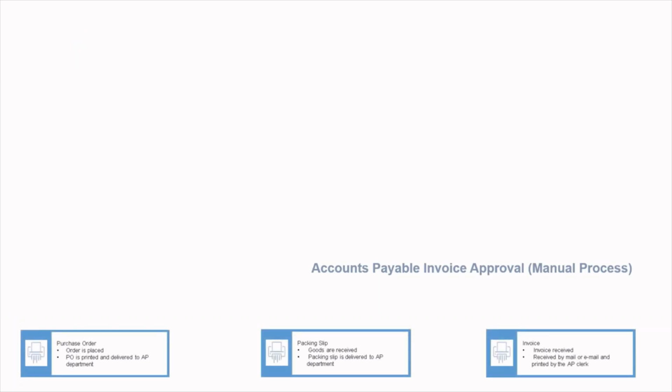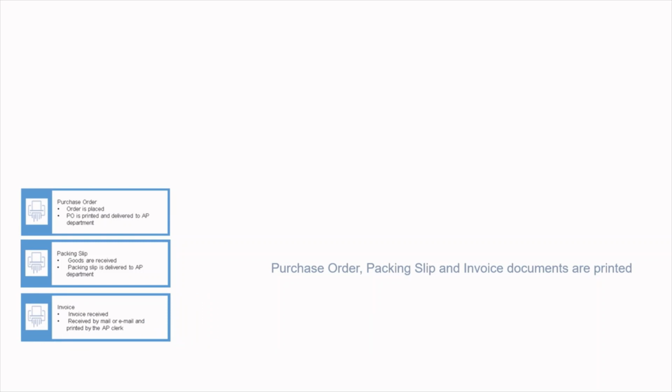An order is placed, and the purchase order is printed and stored in a paper folder for future reference. When goods are received, the packing slip is delivered to the accounting department and stored in the paper folder with the POs. Once goods are delivered, the vendor issues an invoice to accounts payable, and it is printed, then added to the paper folder with the other documents.